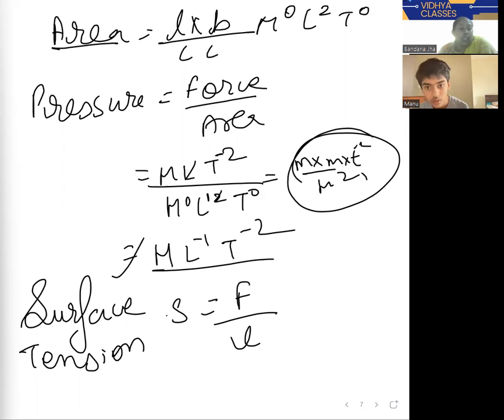So in the next class, we will study about another thing, that is the limit error, absolute error, common error. And the next topic that we study about is the common elements.